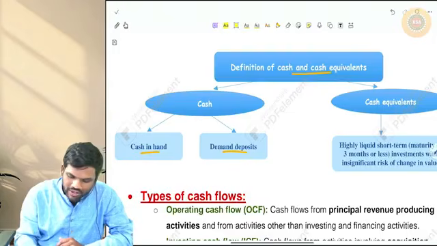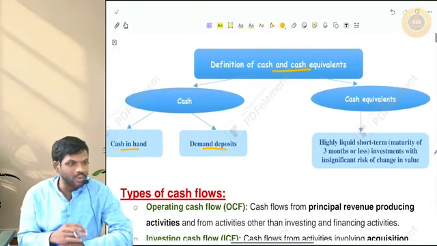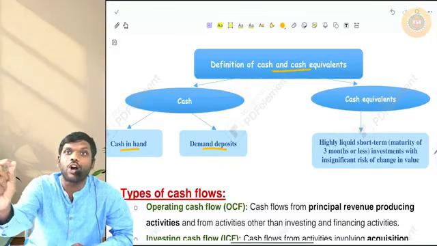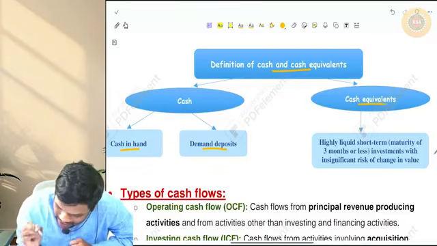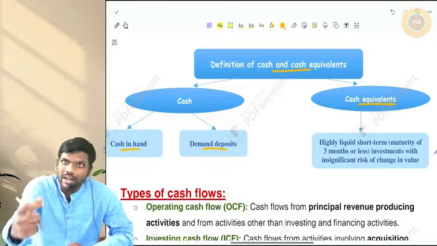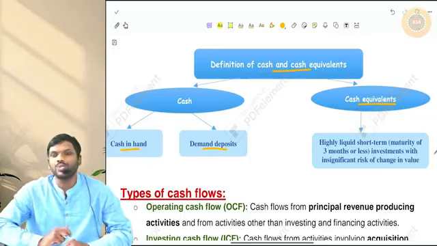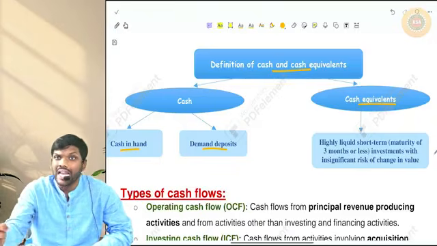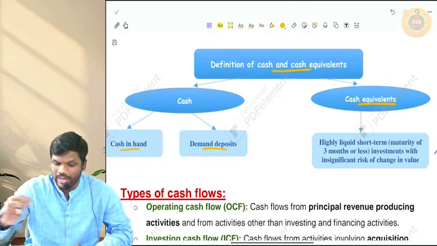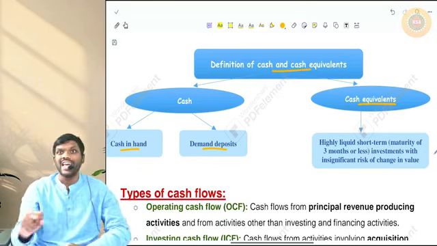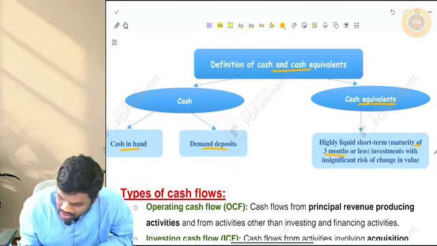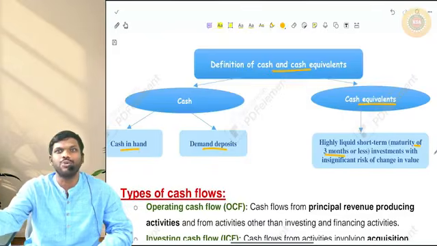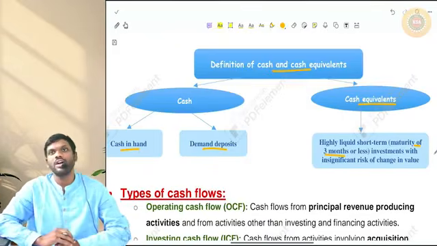Then the second aspect of the definition, which is cash equivalent, this actually includes certain highly liquid short-term investments. Actually, this is not cash, this is an investment which is similar to cash or which is equivalent to cash. That is why it is called as cash equivalent. It is highly liquid, something that is easily convertible into cash with a short maturity period. AS3 says generally a period of 3 months or less can be considered as short term, where the risk of change in value is very insignificant, very less risk of change in value.